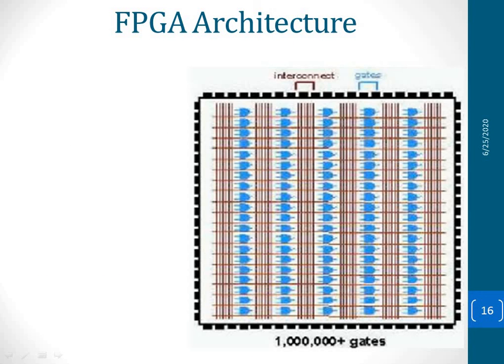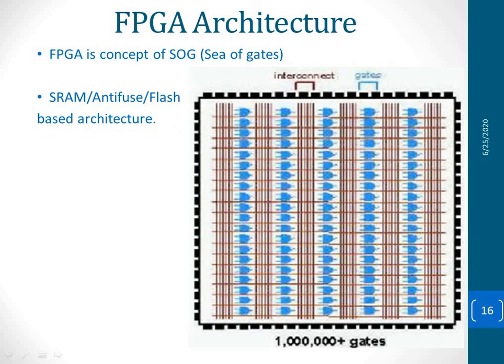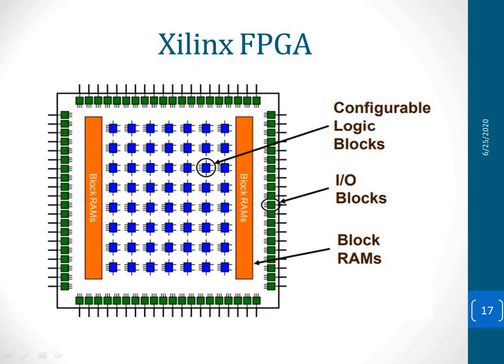So this is the FPGA architecture. It is a concept of sea of gates. You can see, sea means a large number of gates, a group of gates. It uses an SRAM or antifuse or flash based architecture, that means the programming method that I have already shown you. The building blocks are configurable logic blocks, GRM and IO cell. So this is the architectural diagram.